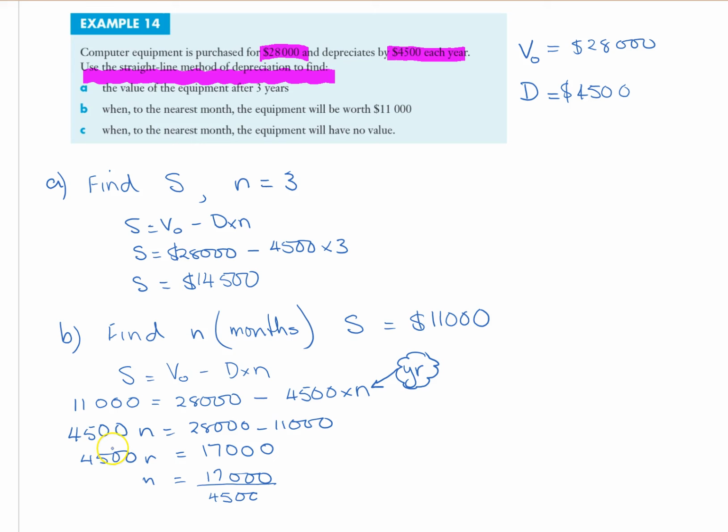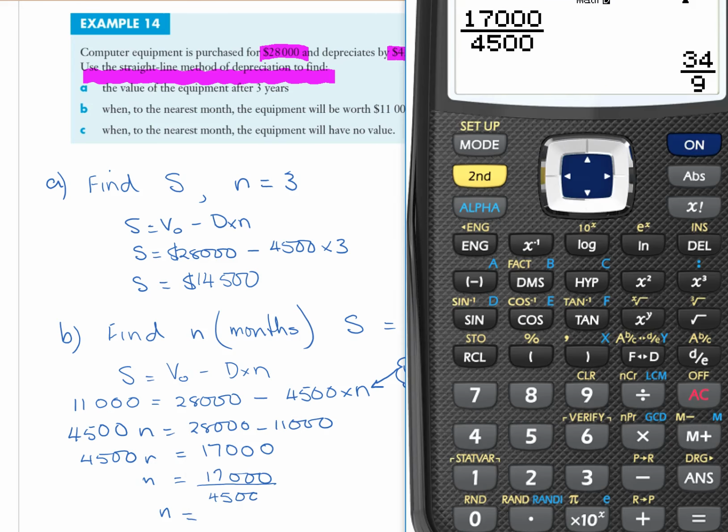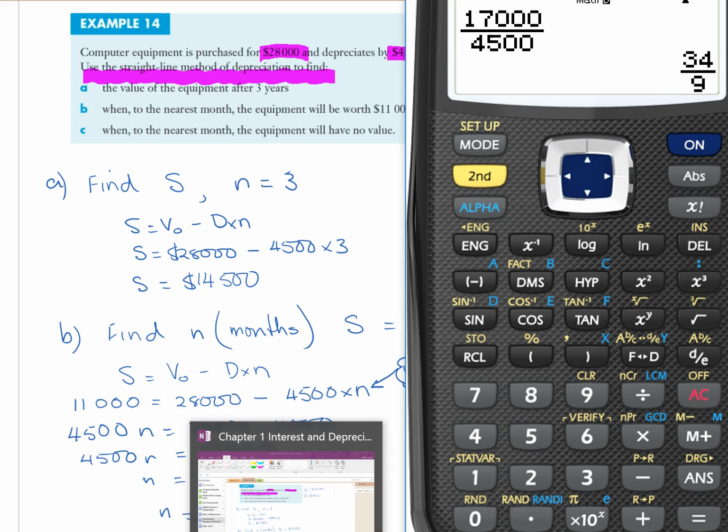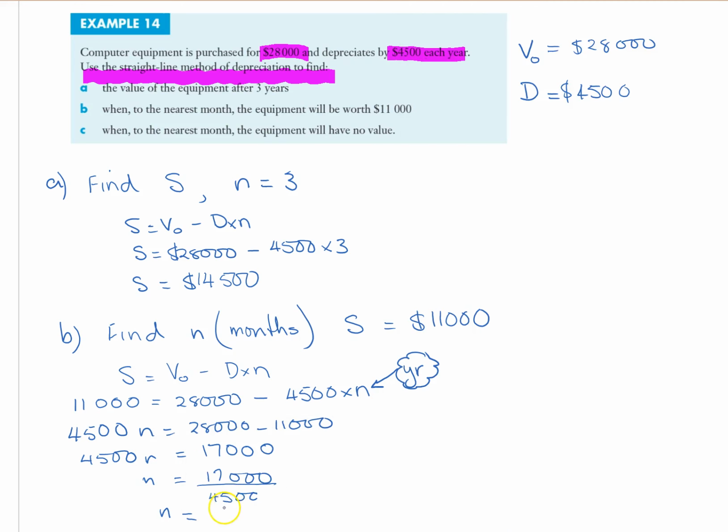So we have to use our algebra skills now in order to make N the subject. You can see I've brought that term over to the other side and made it a positive, and I brought the two numbers together so they could be simplified. Then to get N by itself we divide by 4,500, remembering that N is going to be our answer in years. So we go to the calculator and you can see that it is 34 on 9, 34 on 9 years.